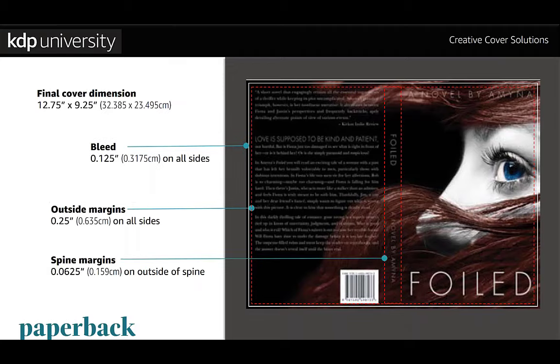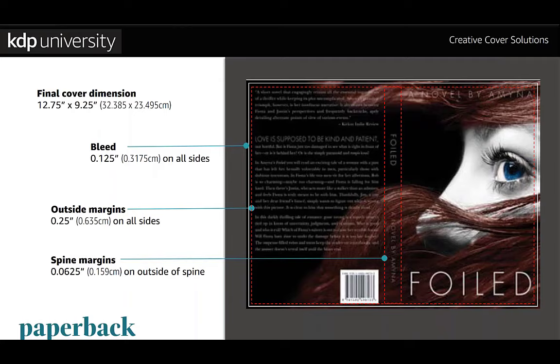Now that I have the final dimensions, I need a couple more measurements. I need to make sure that my image and text stays in the correct areas of my cover. My spine text on the spine, my front cover text on the front cover, back cover text on the back cover. So I need to add margins. This is just like when you're typing in your word processing software and it moves you to the next line, so it doesn't run off the page. It's the same thing, but we need to manually add it. This is called your margins.